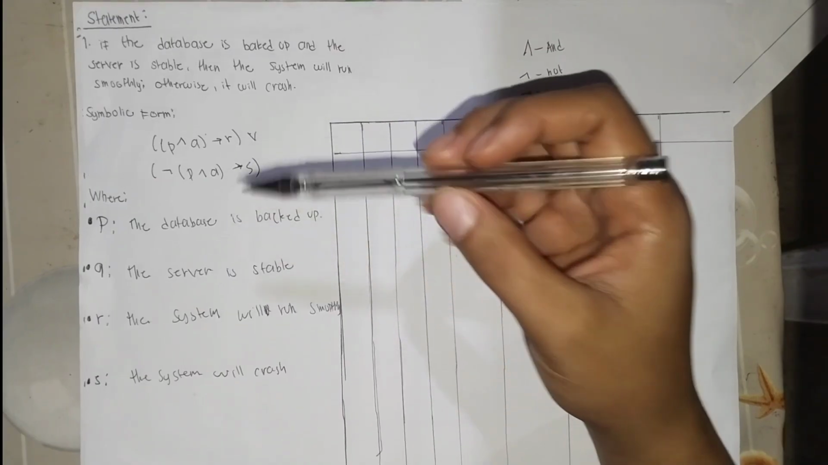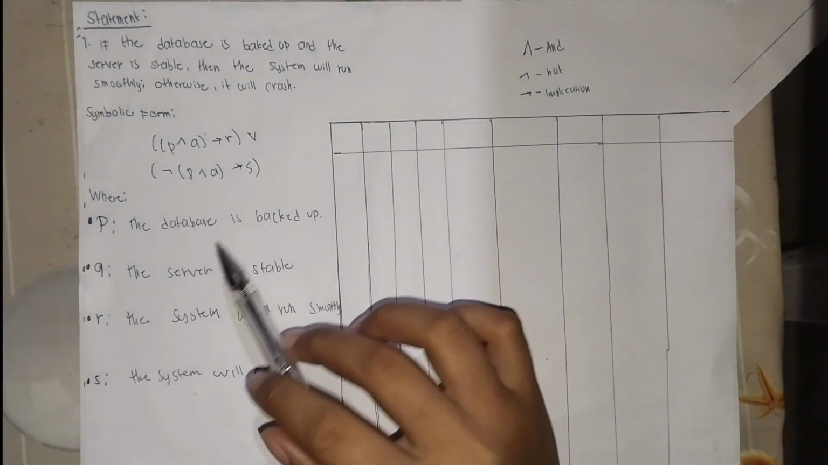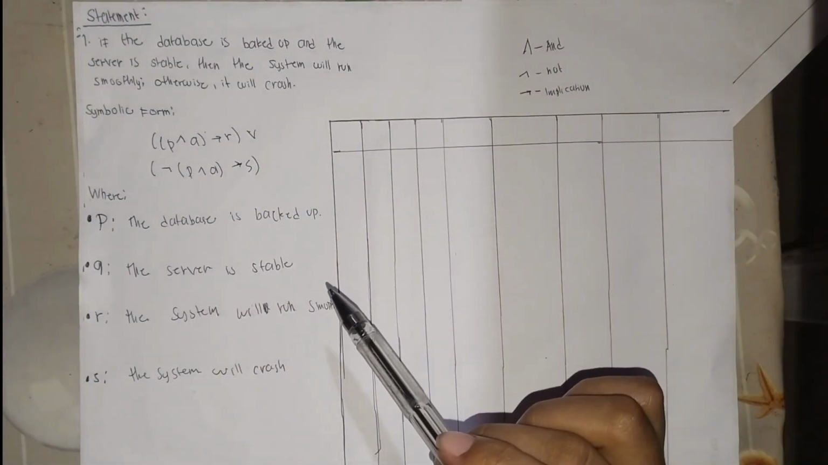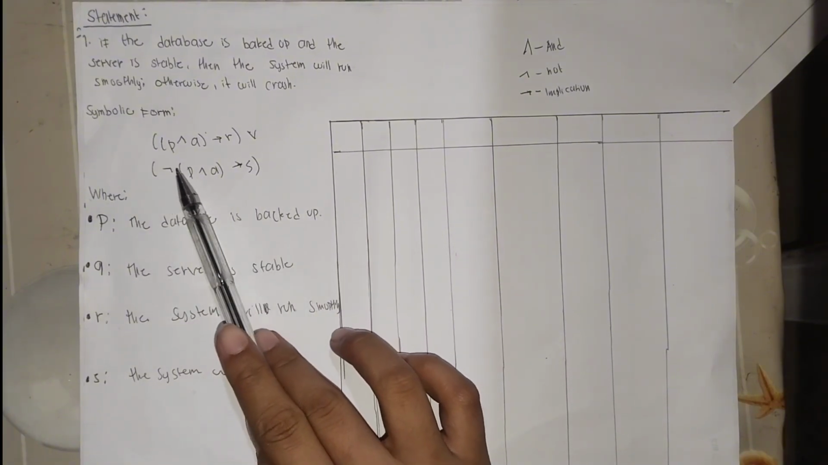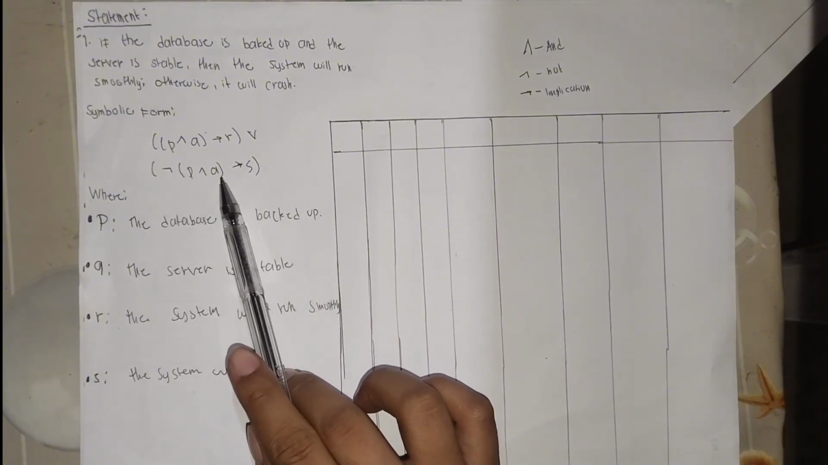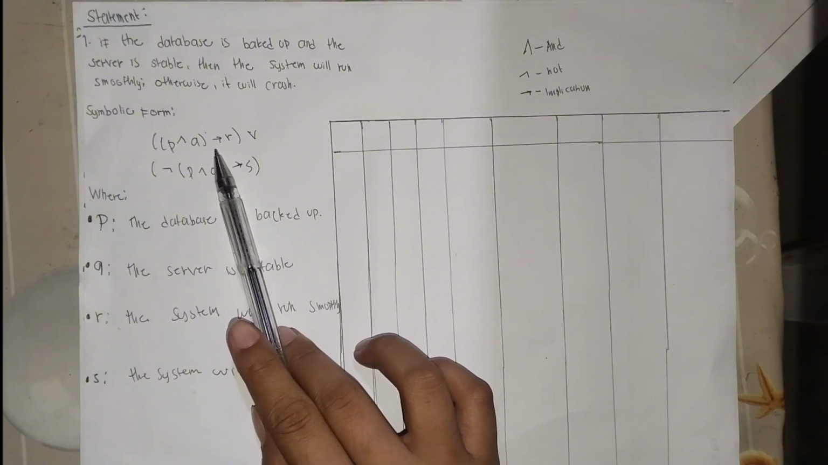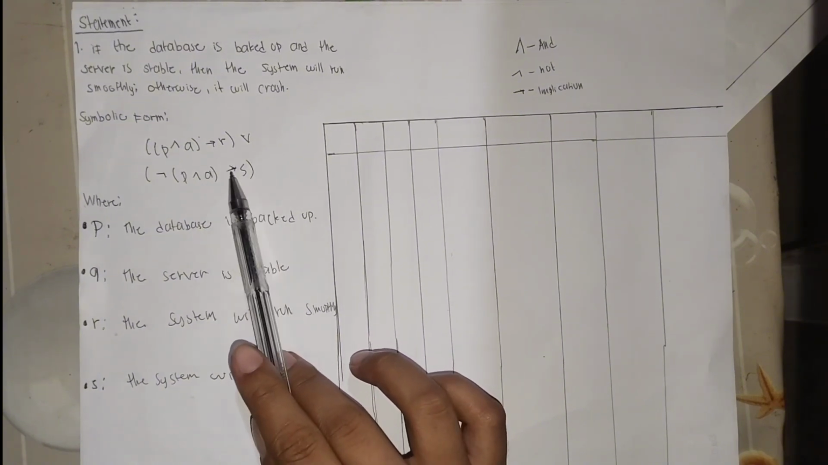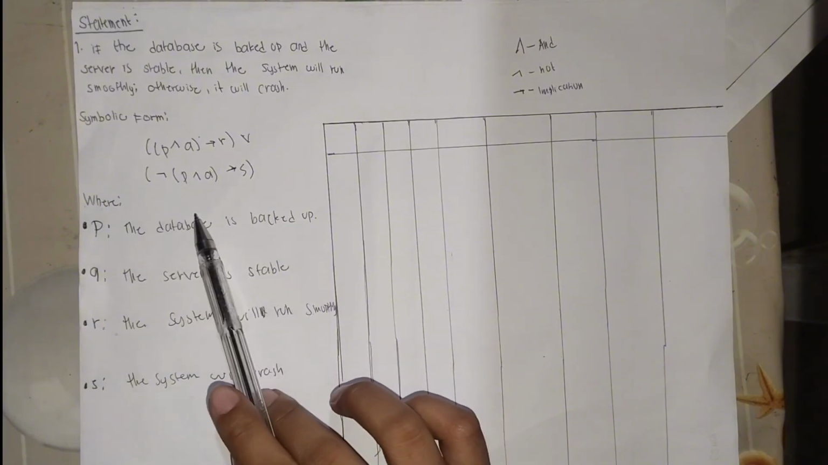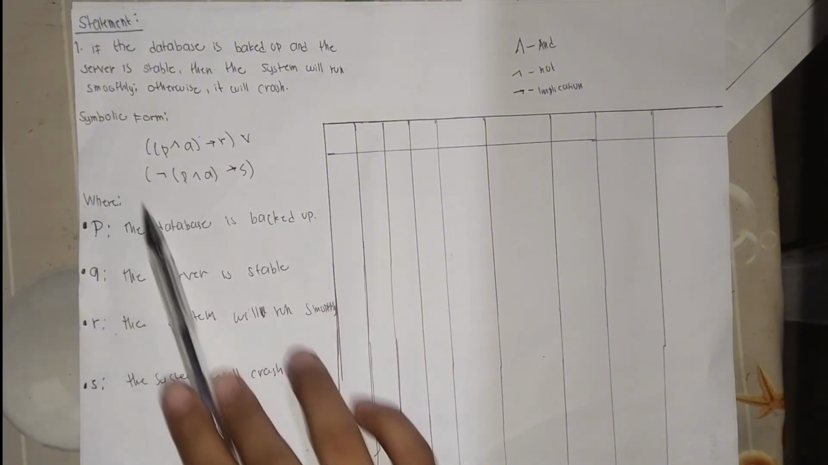Here is the expression. It looks complicated, but we'll take it piece by piece. It means: if P and Q, then R; if not P and Q, then S. This is our symbolic form.